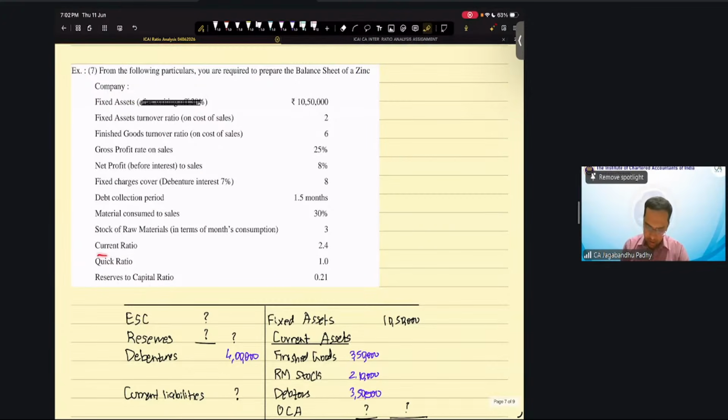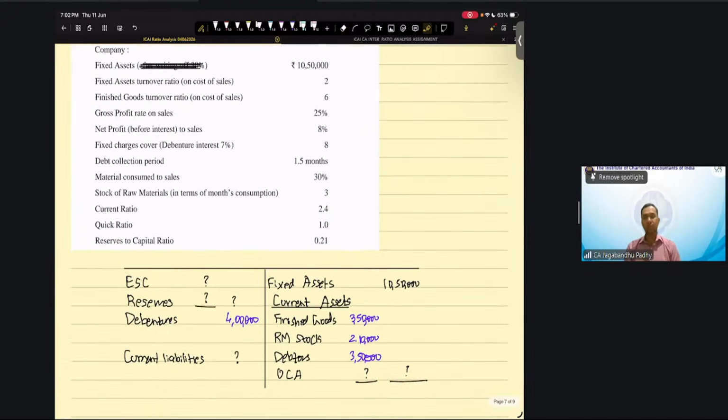Then we have the current ratio as 2.4 and quick ratio as 1. So we know that current ratio is computed as current assets upon current liabilities. Quick ratio is computed as what? Current asset minus stock upon current liabilities. So both the ratios need to have the total current liabilities and total current assets, right? So you have to use both the ratios simultaneously and get the value of current assets and current liabilities.